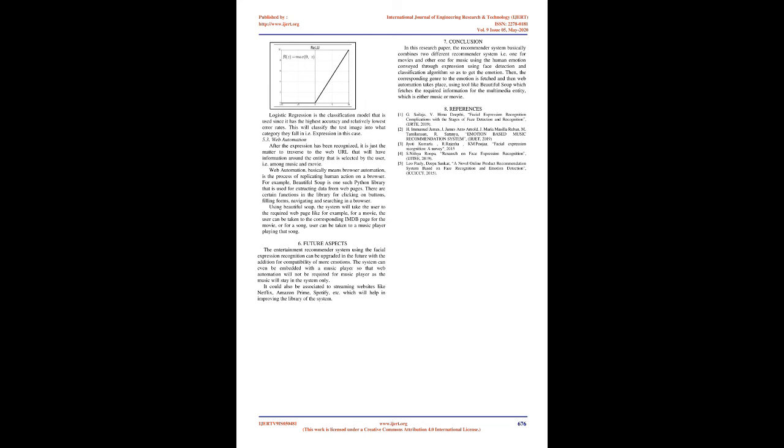After the expression has been recognized, it is just a matter of traversing to the web URL that will have information around the entity that is selected by the user, i.e. among music and movie. Web automation, basically meaning browser automation, is the process of replicating human action on a browser. For example, Beautiful Soup is one such Python library that is used for extracting data from web pages. There are certain functions in the library for clicking on buttons, filling forms, navigating and searching in a browser.